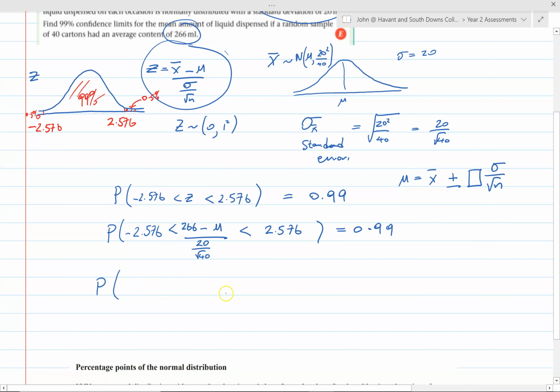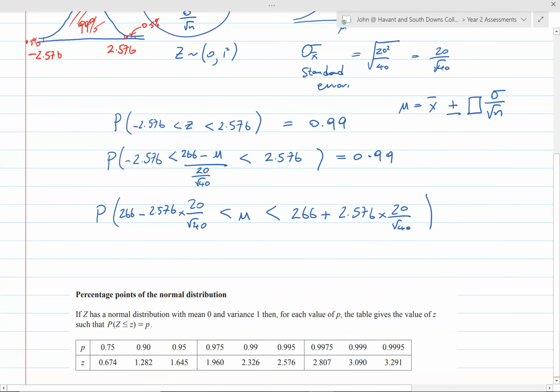Rearranging that and putting it into this format gives us a probability that mu lies between 266 minus 2.576 times 20 over the square root of 40, and the upper bound is 266 plus this z value times 20 over the square root of 40.